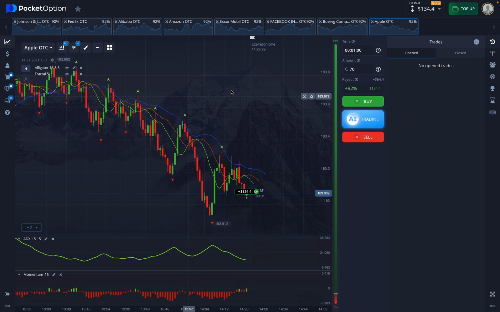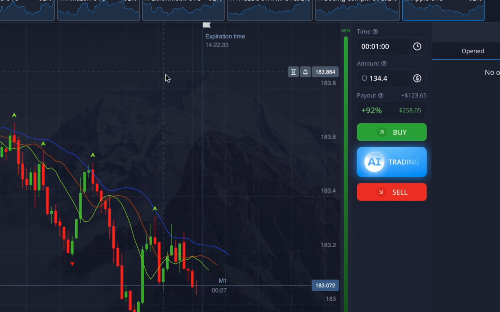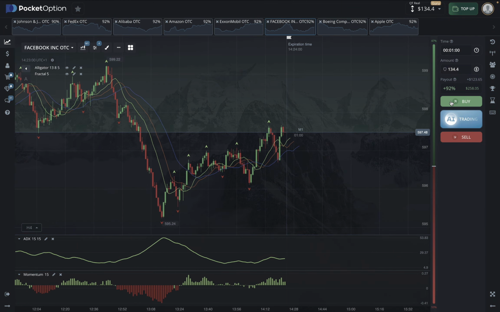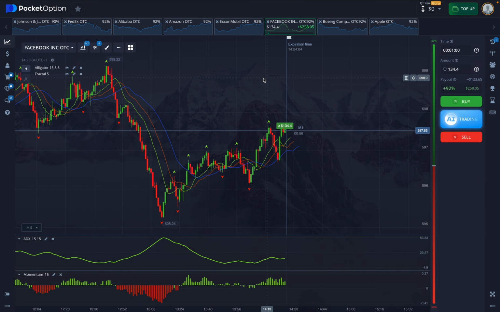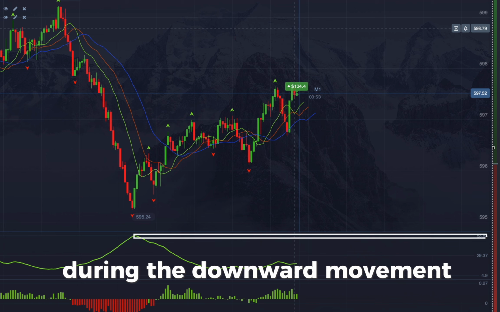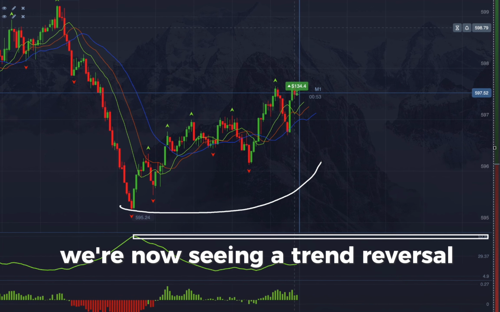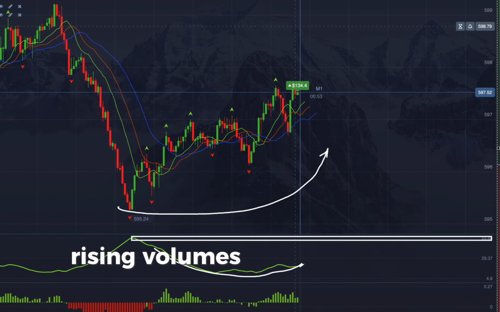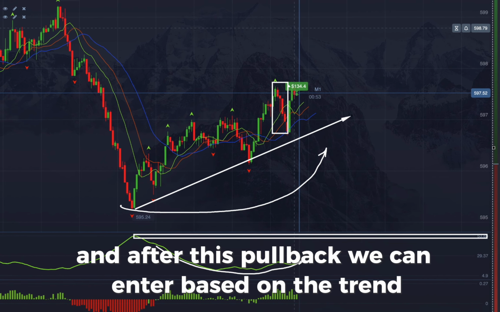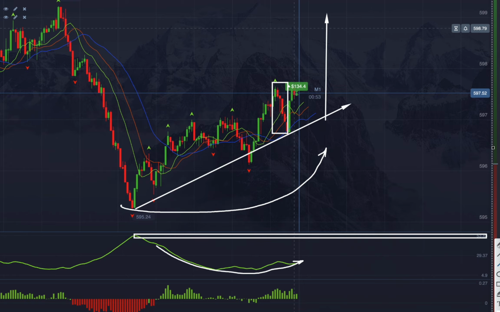Great. Next, we'll open a position using the maximum balance amount. Let's continue and find the next optimal entry point. Now, without delay, we can open a position for a buy. Just like in the previous trade, the ADX reached its peak, 53%, during the downward movement. We're now seeing a trend reversal and overall rising volumes. There was also a pullback, and after this pullback, we can enter based on the trend. Let's watch the result.